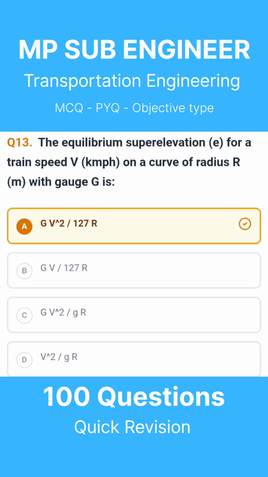Question 13. The equilibrium superelevation E for a train speed V km per hour on a curve of radius R meters with gauge G is. The correct answer is GV² divided by 127R.